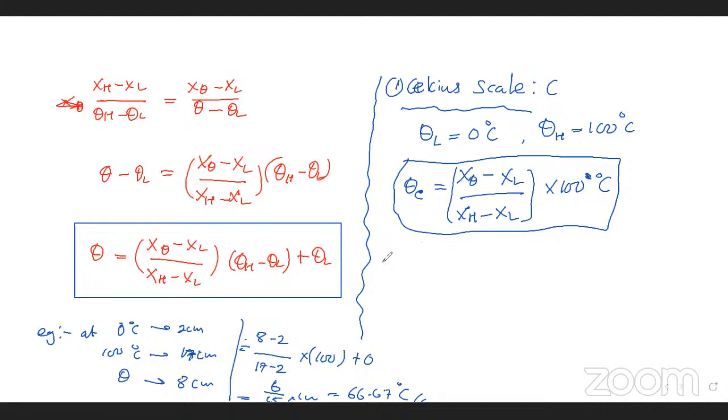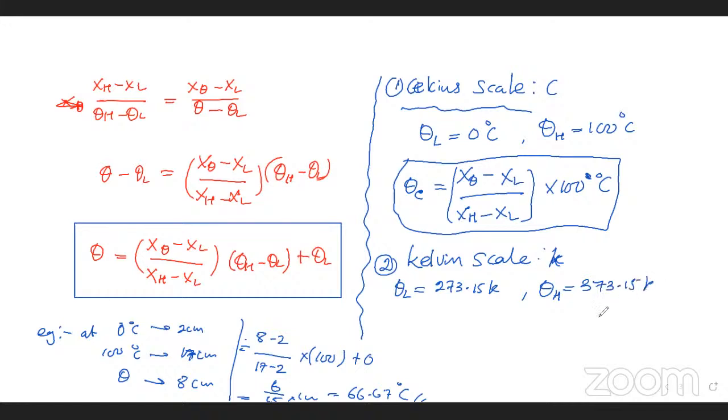Second, we consider the Kelvin scale, the absolute temperature scale. It is much similar to Celsius, but the difference is that the lower fixed point is taken as 273.15 Kelvin, and the higher fixed point is taken as 373.15 Kelvin. This corresponds to 0 Celsius.